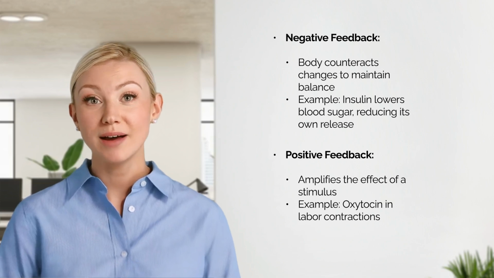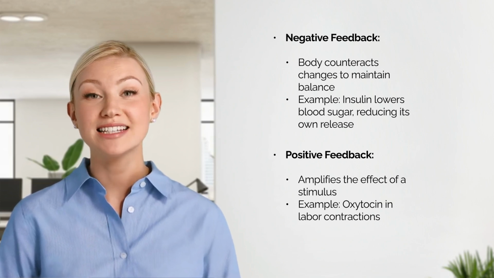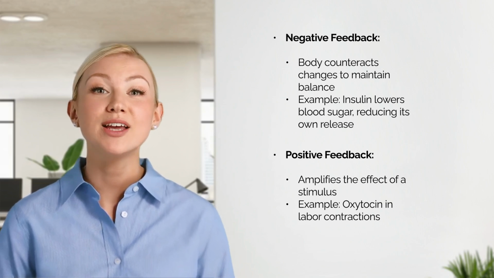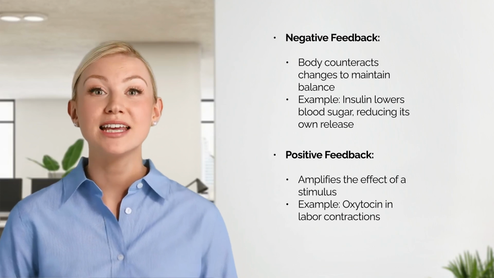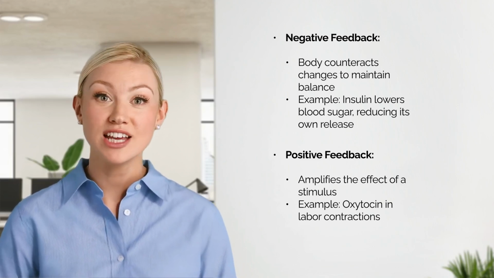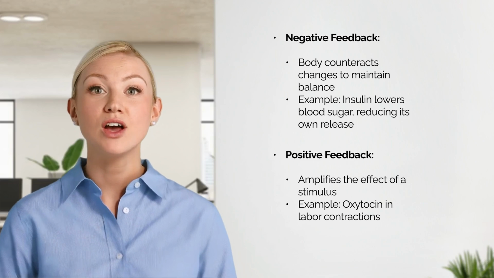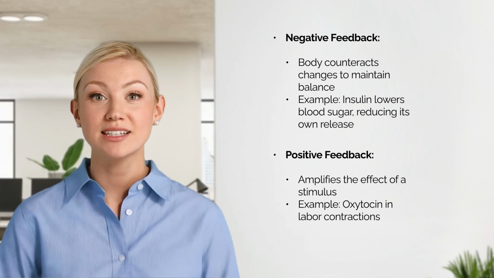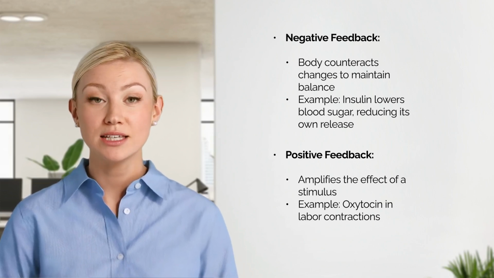Positive feedback. This is less common, but still important. In positive feedback, an initial stimulus leads to a response that amplifies the effect. A good example is the release of oxytocin during childbirth. Oxytocin causes uterine contractions, which then stimulate the release of more oxytocin, intensifying the contractions until delivery is complete.